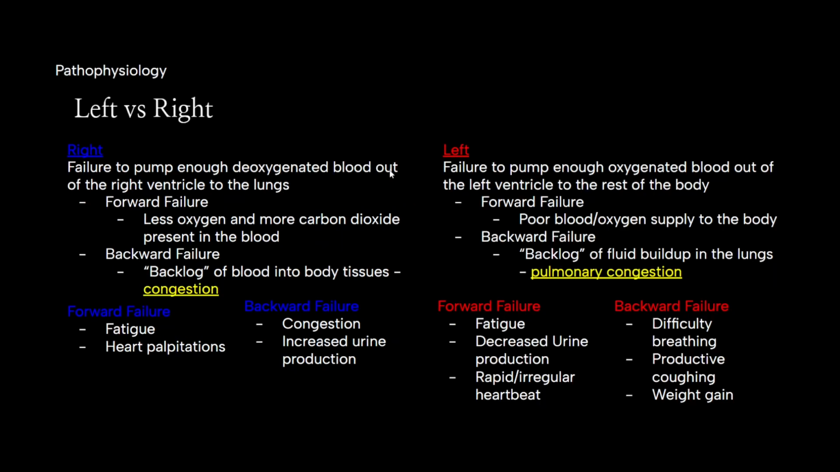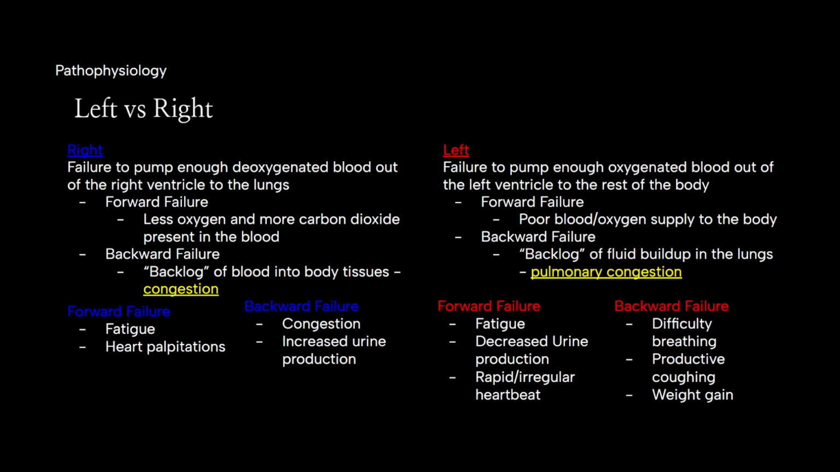We can't get enough deoxygenated blood out of the right ventricle into the lungs, so that we're getting less oxygen in total because not enough blood is going to the lungs. Or we could have backward failure, so you'll be met with a backlog of blood into body tissues, and you'll actually get congestion.